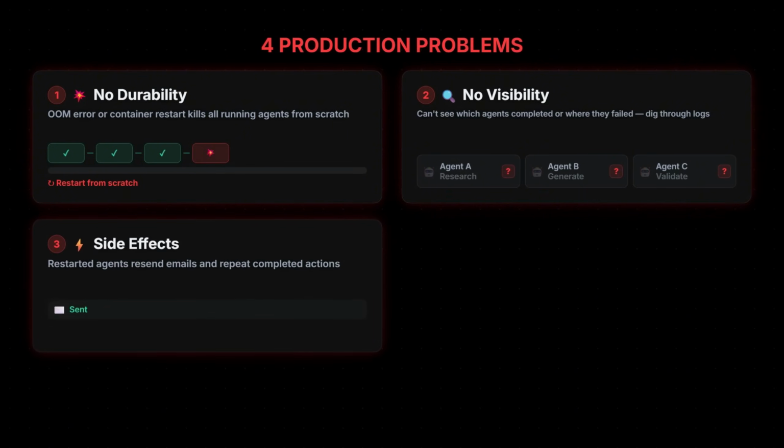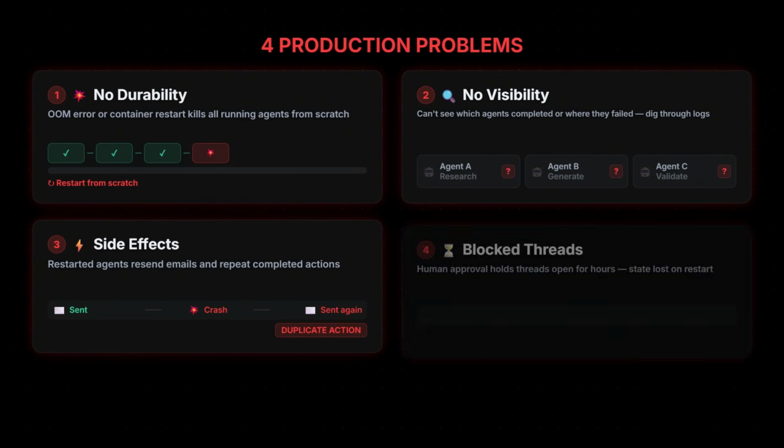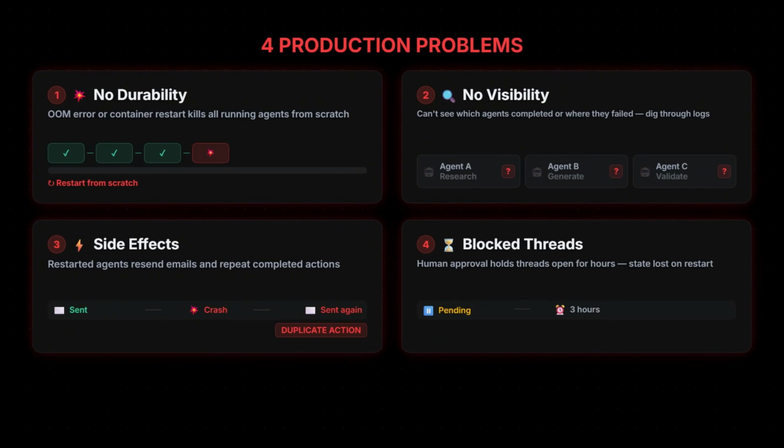Third, rerunning agents and their corresponding tools can have adverse side effects. So if your agent sent an email before the crash, it sends that email again on restart. And fourth, if your agent needs human approval, it has to hold a thread open. And that thread blocks for hours or days. During that time, if your process restarts, then your approval state will be lost.